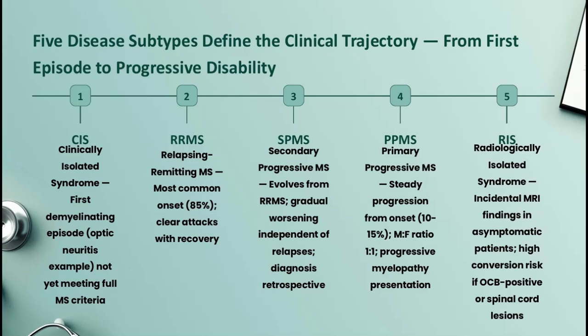Finally, radiologically isolated syndrome, or RIS, refers to incidental MRI findings typical of MS in patients without symptoms. Not all convert, but risk increases significantly if oligoclonal bands or spinal cord lesions are present. Understanding subtype matters because prognosis and treatment decisions depend heavily on disease phenotype.